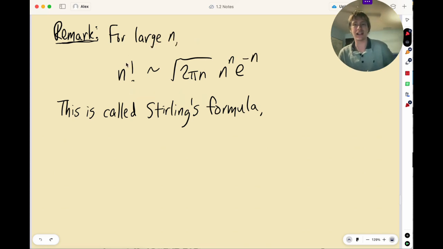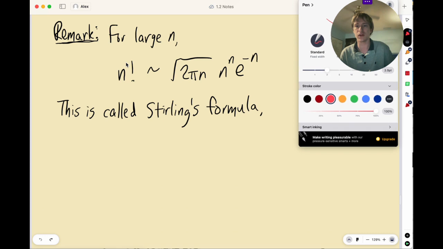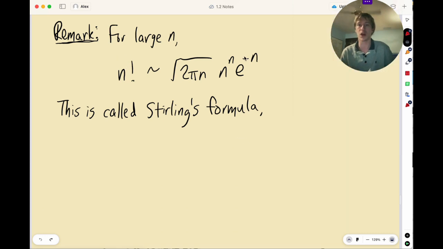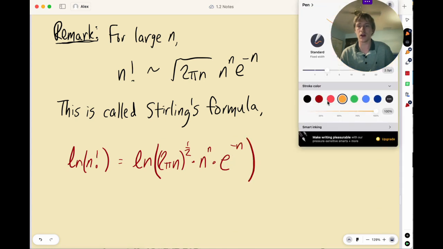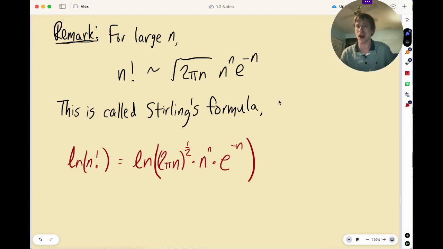It's a little bit easier to work with the natural log of this expression, and that's actually a very useful way to prove Stirling's formula, which we're not going to do in this video. But let's just take the natural log of n factorial. According to this approximation, that would be equal to the natural log of a product of three terms: (2 pi n) to the 1/2, which is the same as the square root, times n to the nth power, times e to the minus n.